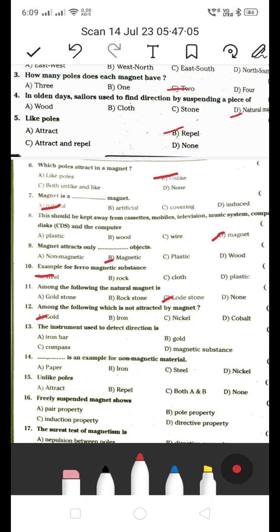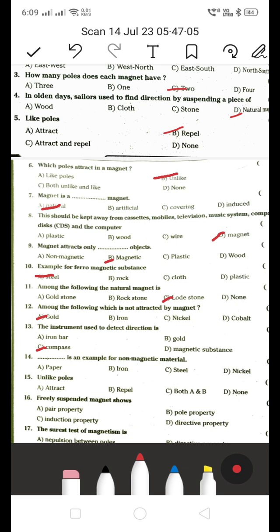The instrument used to detect direction: is it A iron bar, B gold, C compass, or D magnetic substances? The instrument used to detect direction. మనకి డైరెక్షన్స్ చూడాలంటే we always use a compass కదా. Like sailors, ships, and in aeroplanes we use a compass.